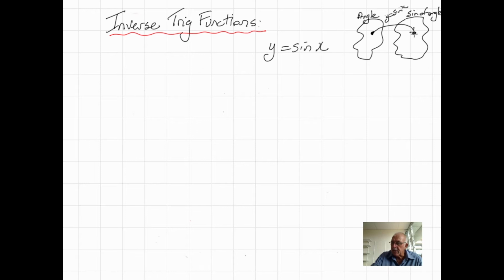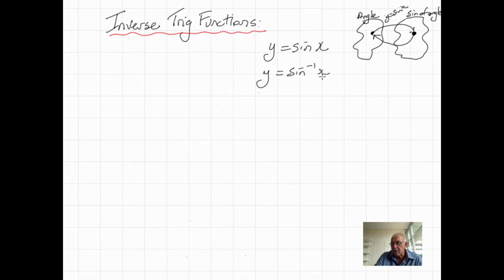The inverse says, okay, we've got the sine, and don't forget sine is between -1 and +1, so we've got a decimal here. What angle has that as a sine? So that is the inverse. Now how do we write the inverse? We say y equals sine to the -1 x.